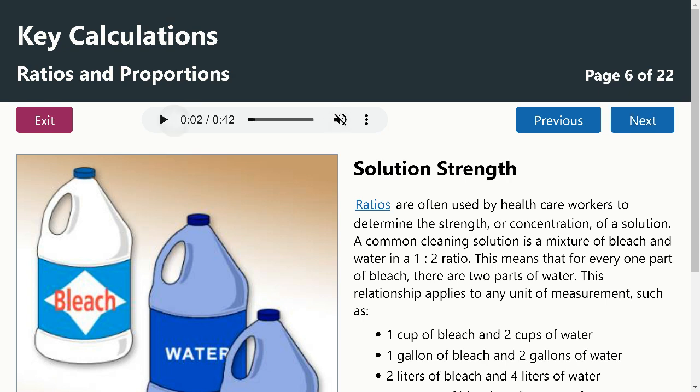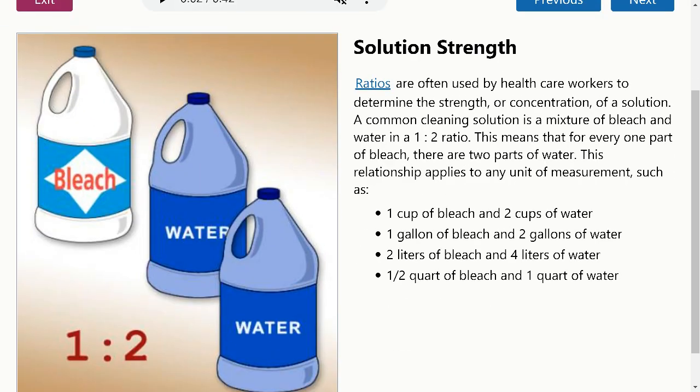Solution strength. Ratios are often used by healthcare workers to determine the strength or concentration of a solution. A common cleaning solution is a mixture of bleach and water in a 1 to 2 ratio. This means that for every 1 part of bleach, there are 2 parts of water. This relationship applies to any unit of measurement such as 1 cup of bleach and 2 cups of water, 1 gallon of bleach and 2 gallons of water, 2 liters of bleach and 4 liters of water, half a quart of bleach and 1 quart of water.